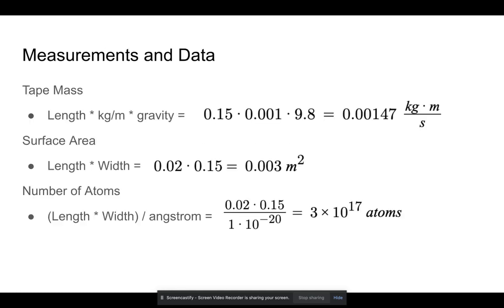Our measurements and data for the mass of tape: we did length times kilograms over mass and gravity to find our mass. And then with surface area, we did length times width of our tape, and then the number of atoms. We used that surface area and divided it by an angstrom to find the atoms.